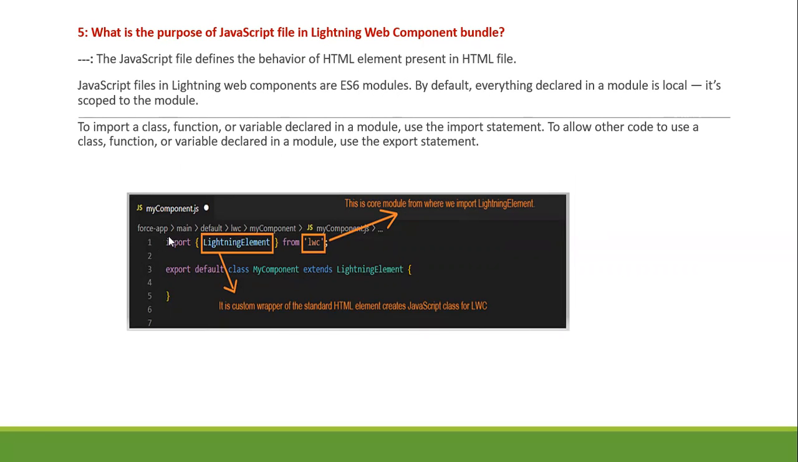My compounds, first app, main, default, LWC, my compounds. We import the lightning element from the LWC, which is the core module from where we import the lightning element. Export default class my compounds extends lightning element. It is a custom wrapper of the standard HTML element that creates the JavaScript class for the LWC.